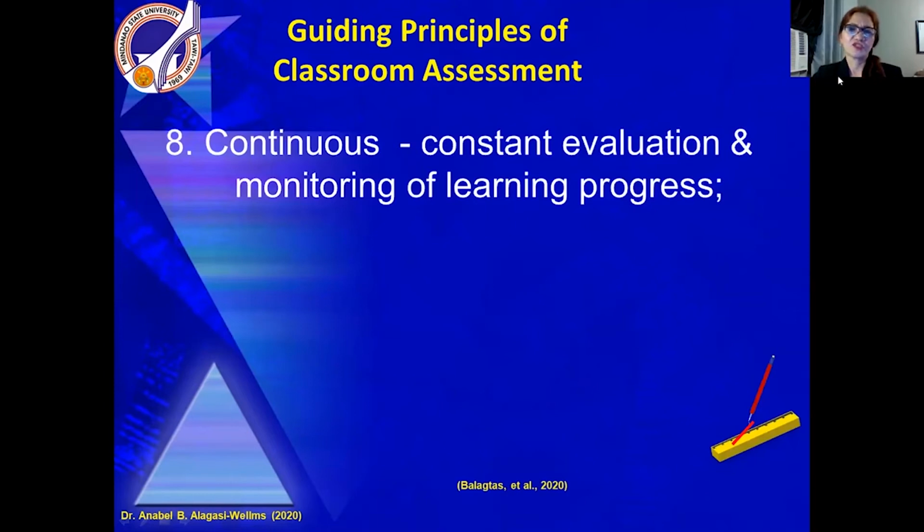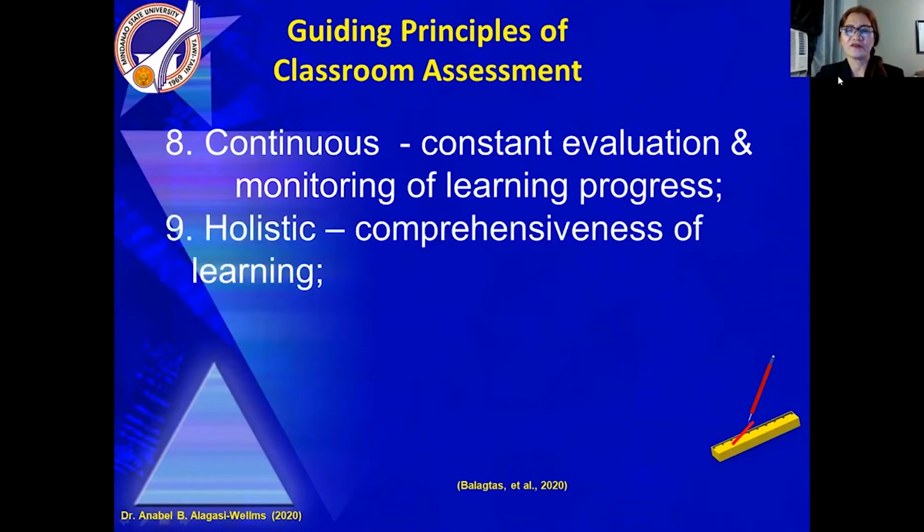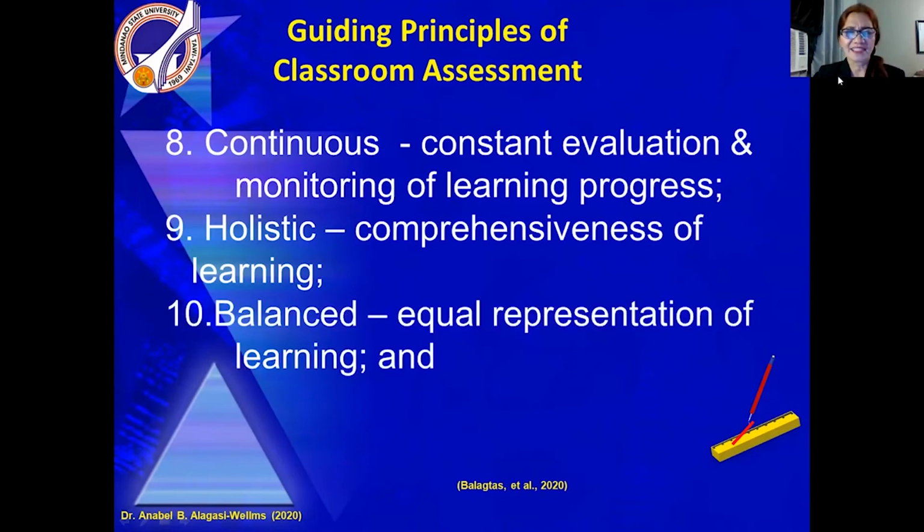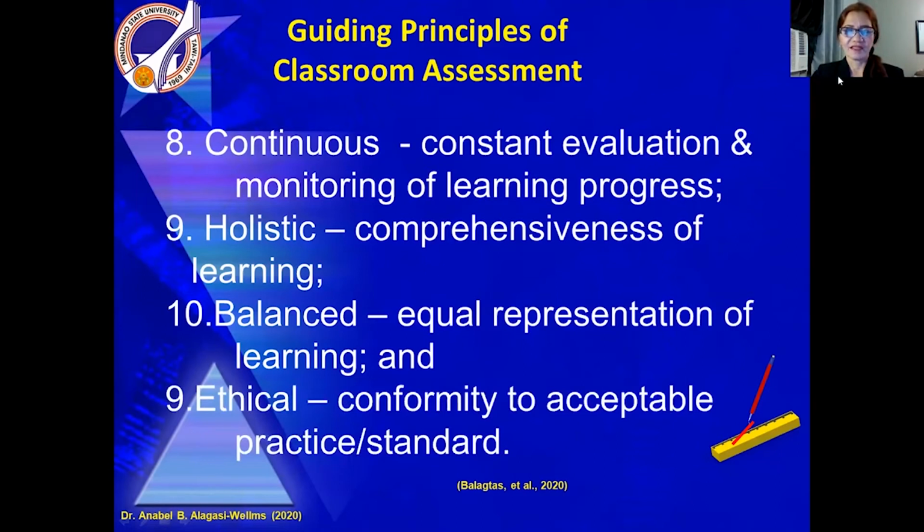And then continuous. There should be constant evaluation and monitoring of learning progress. You do not end your assessment at the middle of the semester, at the middle of the year. Assessment must be continuous. There should be constant evaluation so that you will have feedback about the performance of your students. And it should be holistic, the comprehensiveness of learning. You have to measure the overall performance of your students. And then it should be balanced. There should be equal representation of learning. And then ethical, it must be in conformity to acceptable practice or standards. These are guiding principles of classroom assessment.